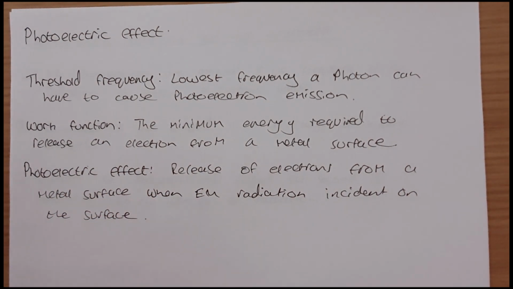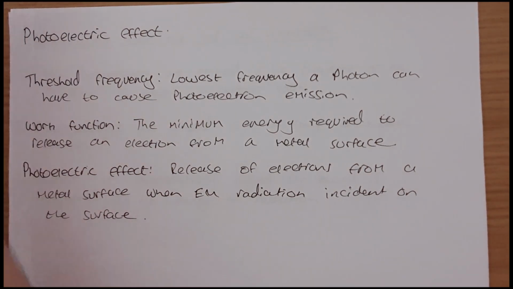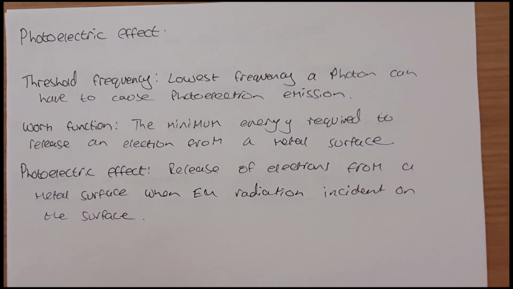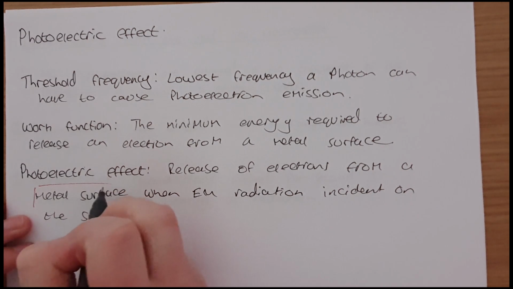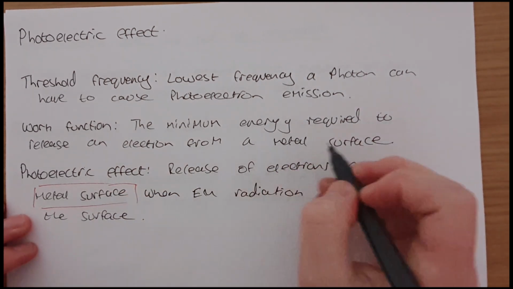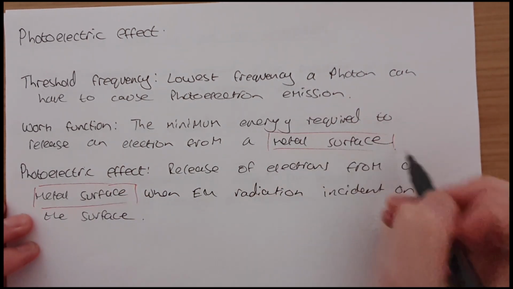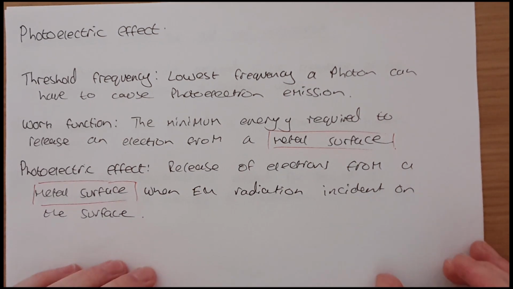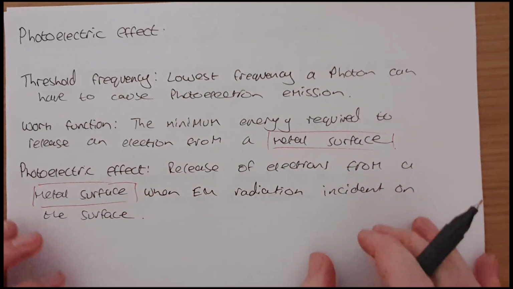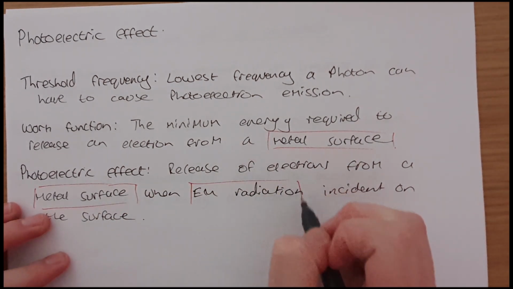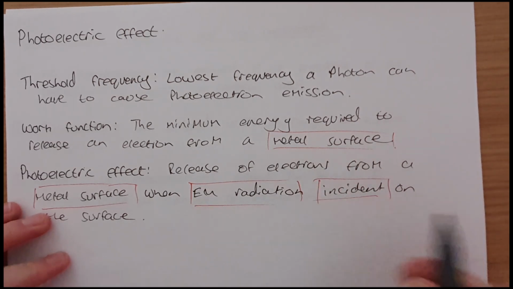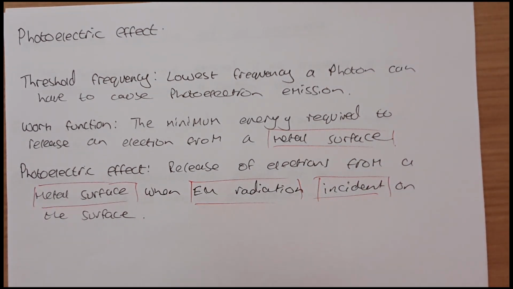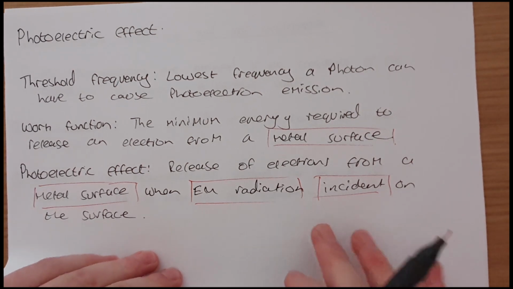Now there's two important things I need to mention here. First of all, we need to include the words metal surface in both of our definitions here to indicate we know it's coming from a metal. Secondly, in our definition of the photoelectric effect, we need to talk about this EM radiation being incident upon the metal surface for the marks. So that's the photoelectric effect. There's some of the key terms.